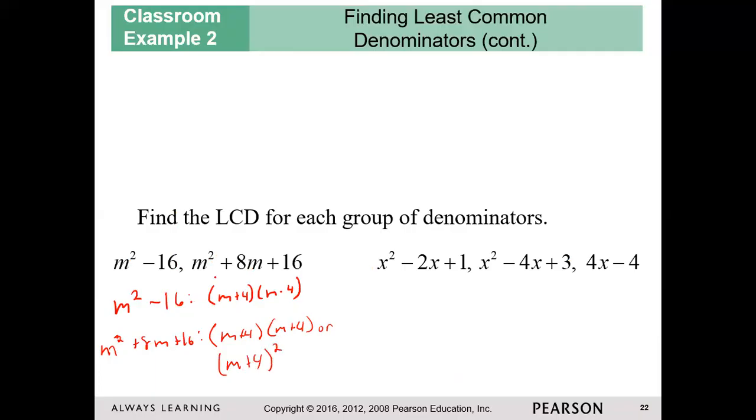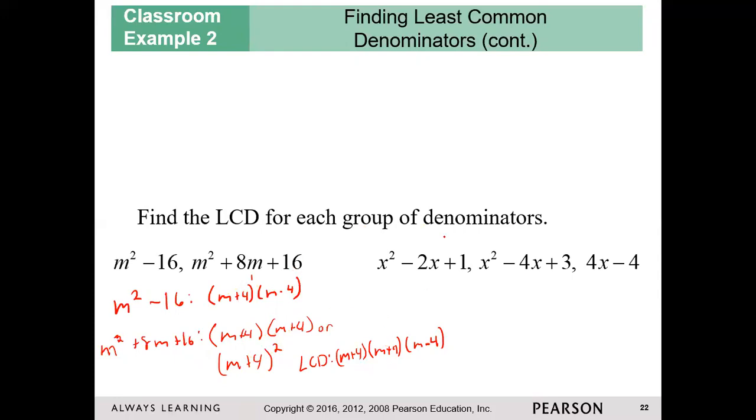squared. So you can see by that definition that it is the greatest exponent, right? The greatest power. So this m plus 4 to the first power, this is m plus 4 to the second power. So this is going to be part of the LCD where this is not. So my LCD for this first one is going to be m plus 4, m plus 4, and m minus 4. That's how I would write that. I think it's in your best interest to write it in expanded form, not in exponential form, just so you can see the clearest picture of what's actually happening here.